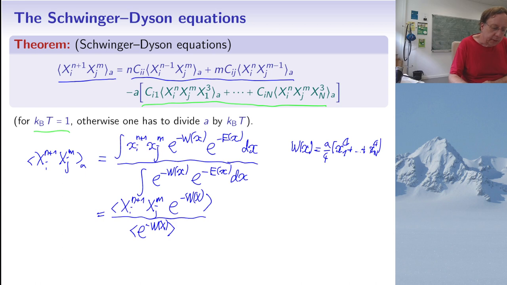Now I can do something quite similar to what I just did for this Isserlis-Wick theorem. So the numerator I can express as, let me write a sum sign here. So I sum over all indices, and then I will have the covariance C_ik, and then the expectation of the derivative with respect to x_k of, so I have isolated one copy of x_i, and I will have the remainder, which is x_i to the n, x_j to the m, exponential minus W of x.